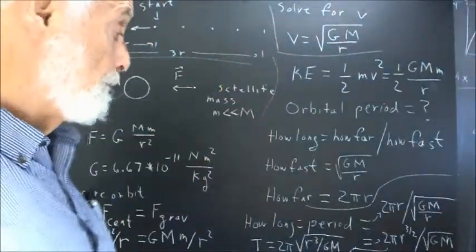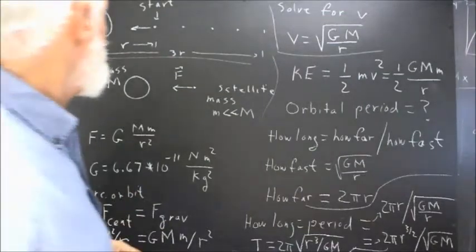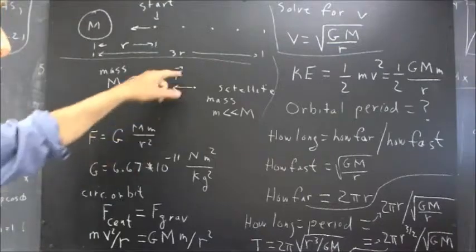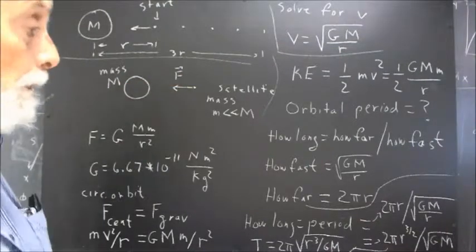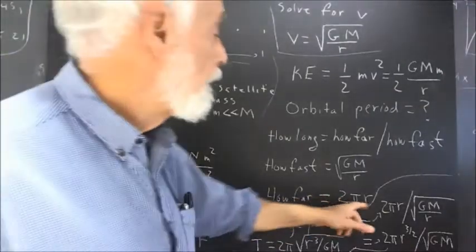Just our solution. How far? Got a couple of interesting answers to how far. Well, you're going to go around a circle. How far is the circumference of the circle? The circumference of the circle isn't pi r squared, that's the area. It's 2 pi r.